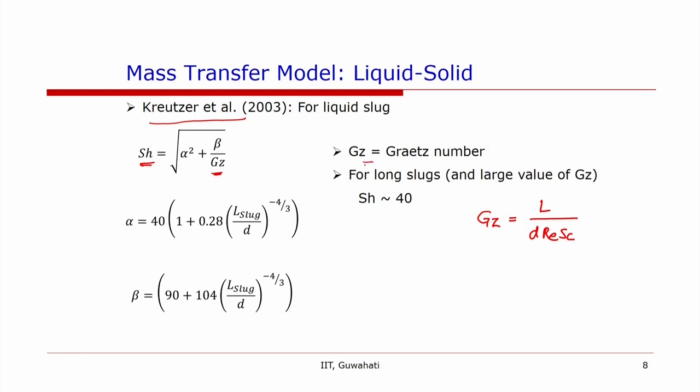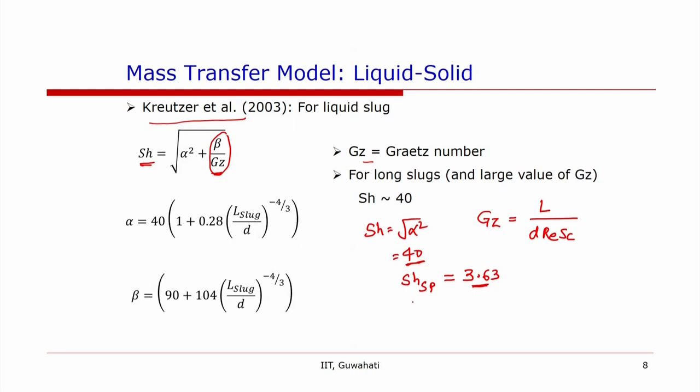If the slug is long, then this term will go to 0, and what we will have is Sh equal to the root of alpha squared, and because this term will again be very small compared to 1, we will have Sh equal to alpha, which is 40. For single phase flow with the same boundary condition, the Sherwood number is 3.63, so one can see an order of magnitude difference for this developing flow in the liquid slug. The Sherwood number is about 10 times higher. This is for only the liquid slug.